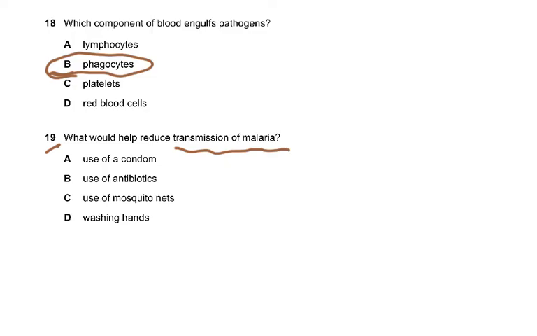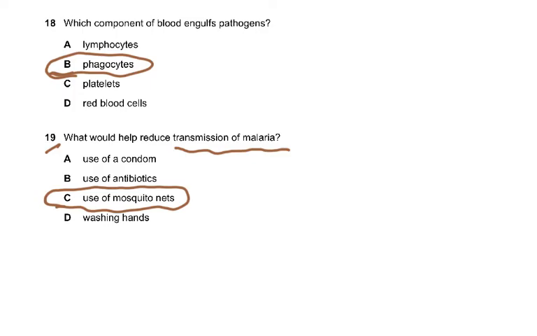Malaria is caused by a protozoa. The vector is the female Anopheles mosquito. Use of a condom would prevent sexually transmitted diseases. Antibiotics would be given as a treatment for bacterial diseases. Mosquito nets, yes, that's it. Washing hands would be more towards the cholera side. So the answer for 19 was C.